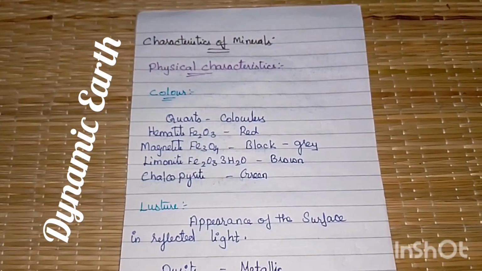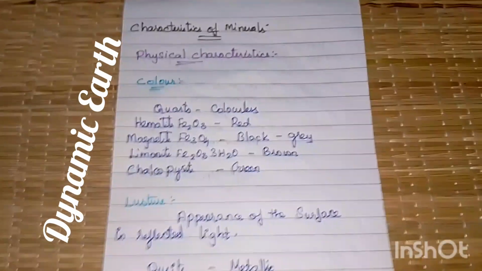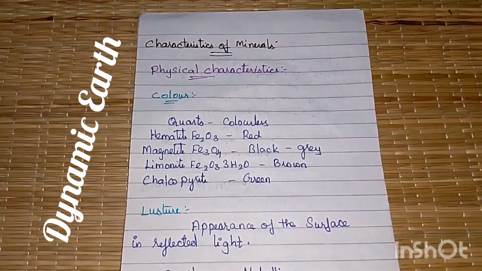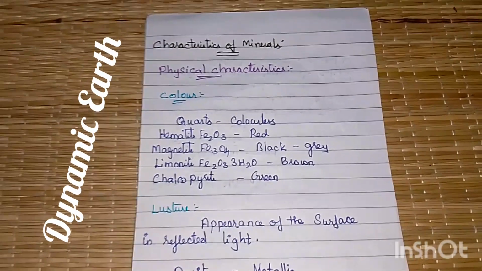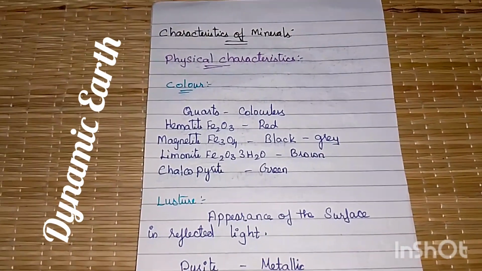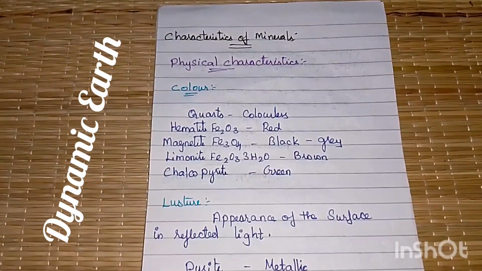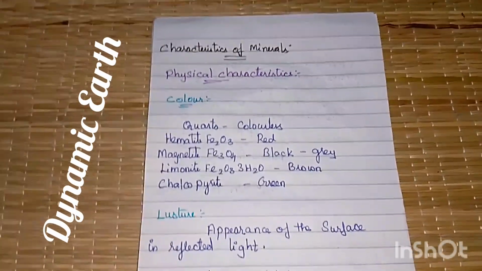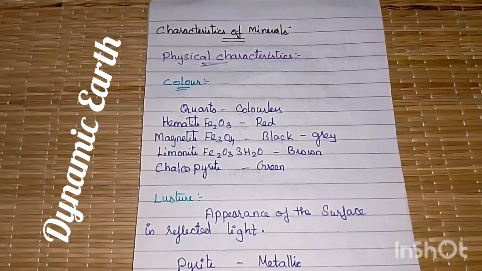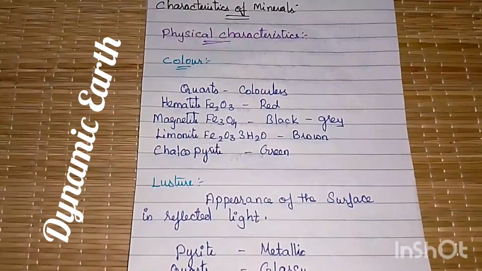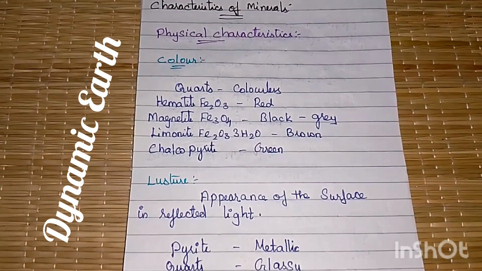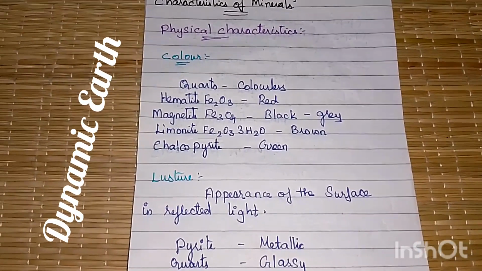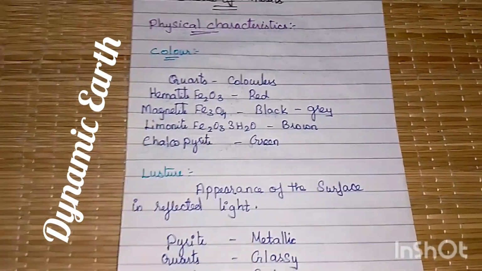Like these properties, minerals also have some specific characteristics. They are physical characteristics, optical characteristics, and chemical characteristics. We will briefly see the physical characteristics in this video, and optical and chemical in a later video. There are criteria for physical characteristics. They are color, luster, hardness, crystal form, cleavage, tenacity, fracture, and specific gravity. So we will look at them one by one.